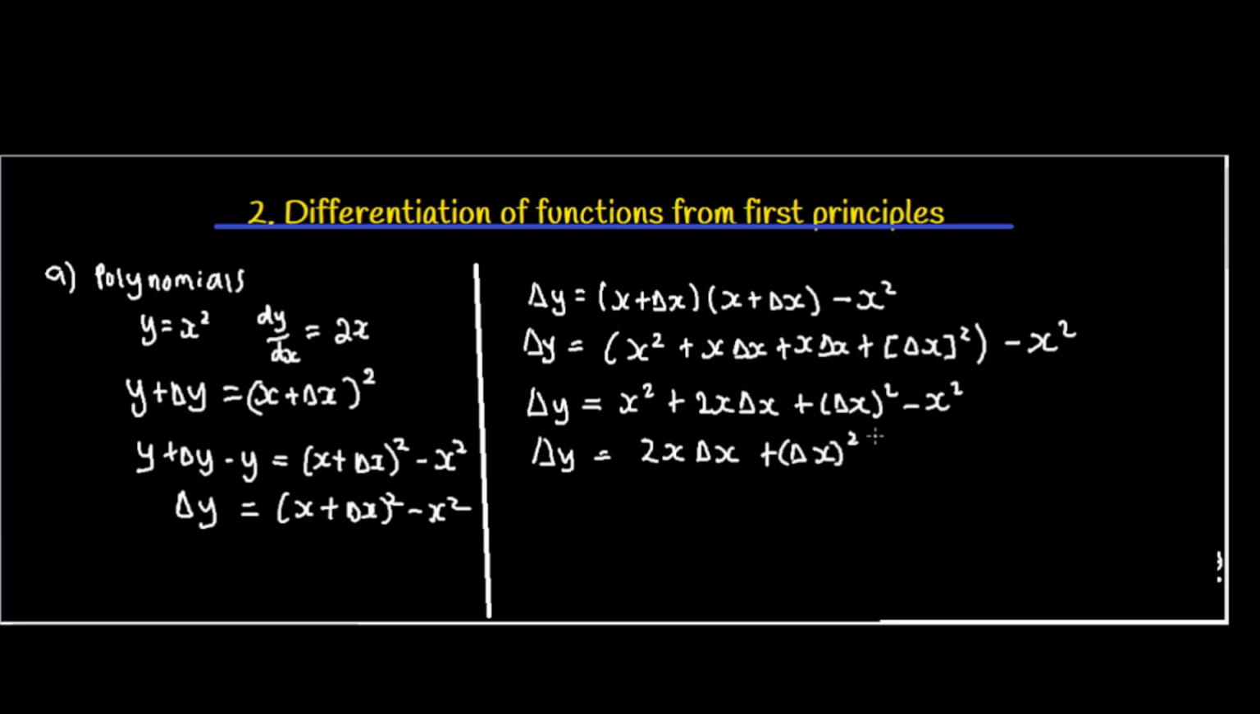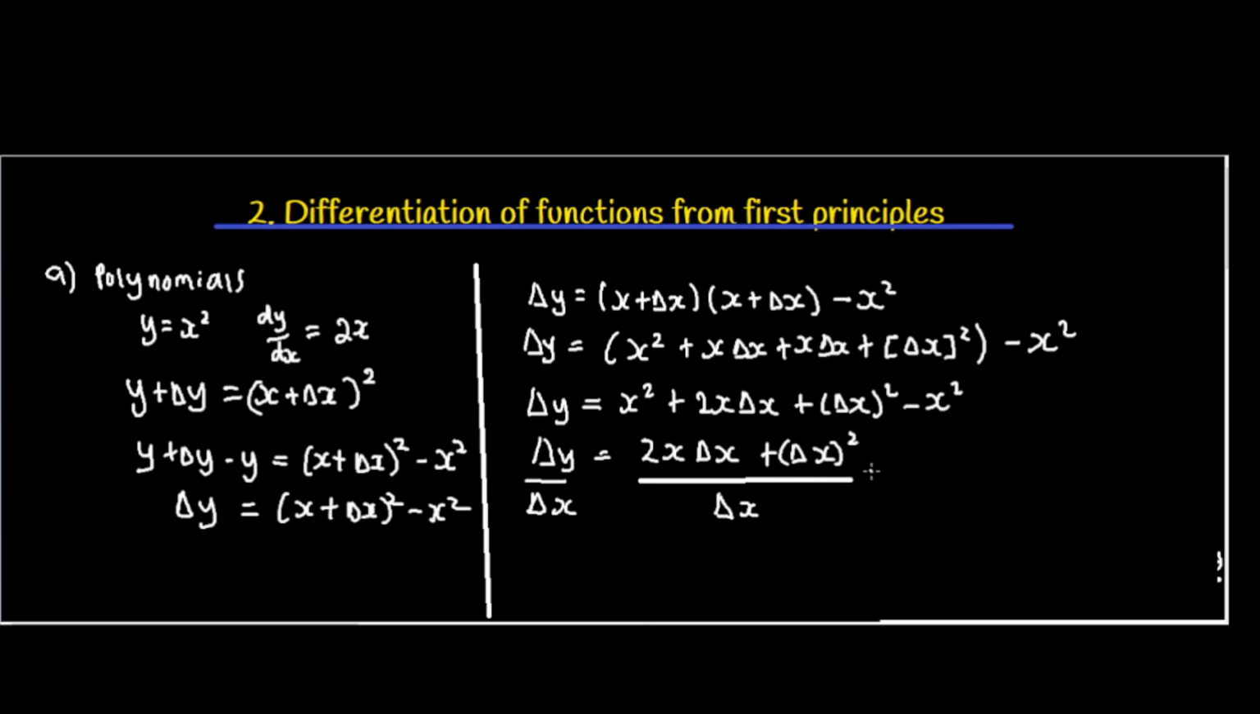Now here you can get to the next step of dividing through by change in x. In this case we shall have change in y out of change in x, and on the other side we divide through by change in x, and it is going to give us 2x change in x plus change in x squared divided through by change in x. This can be further simplified.